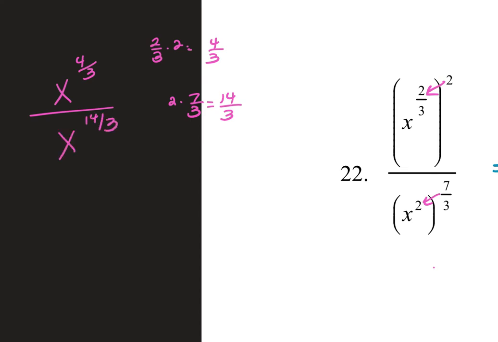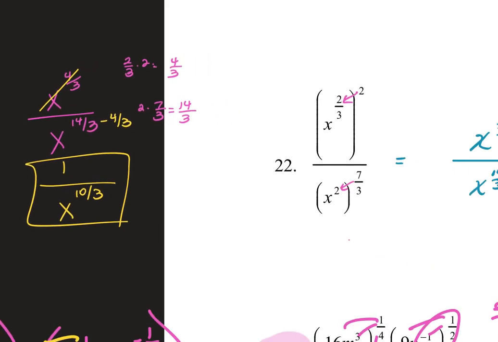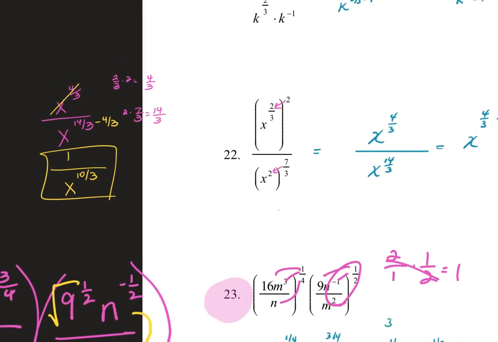Then what's bigger, 4/3 or 14/3? 14. So this is going to happen. Then I'm going to subtract, but then I'm going to leave it in the bottom where it's bigger. 14/3 minus 4/3 means this is gone. So 1 over x to the 10/3. And again, you can leave it like that. You don't need to rewrite it in radical form.